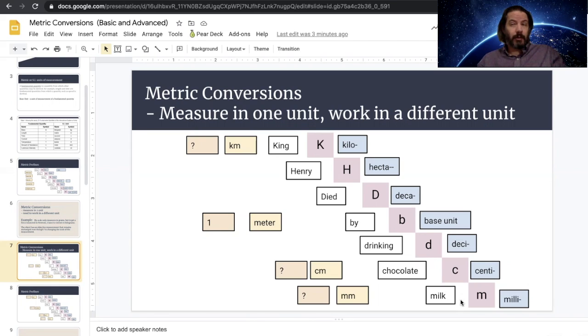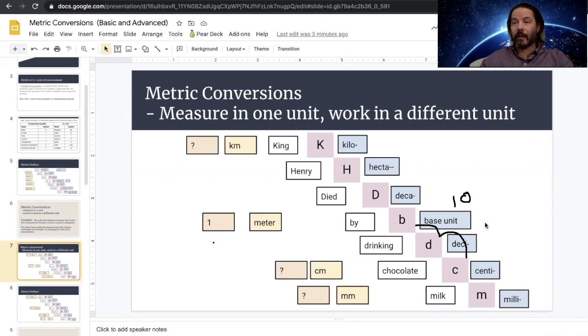Okay, so let's do one. So 1 meter, let's find out how many centimeters it is. Now, as we go down the ladder here, we're going to go down 1 and we're going to go down 2. Each step is a factor of 10. So we're either multiplying or dividing by a factor of 10.